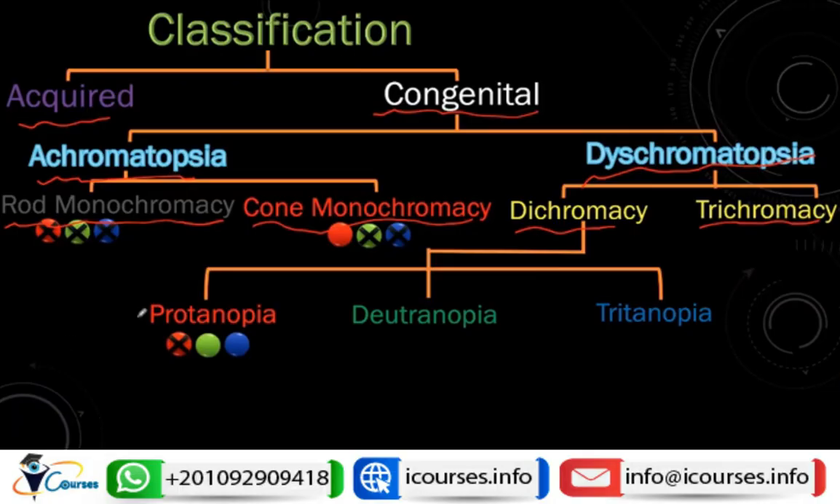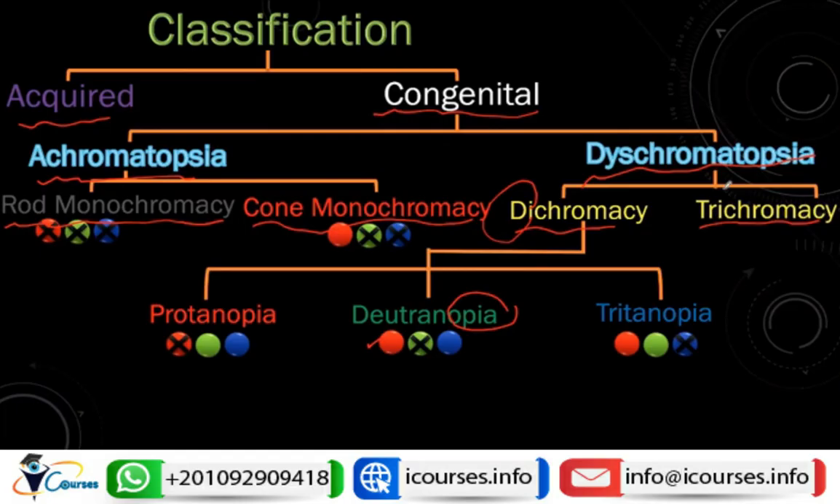Protanopia means that this patient doesn't have red cones, so he can see only the green and blue. Deuteranopia means that the patient does not have the green cones or they are not functioning at all. As we said, opia means the complete absence of function. So he can see only the red and the blue. Tritanopia, which is the most rare, is when the patient cannot see the blue, so he can see only the red and the green. That's why it's called dichromacy, because di means two, chromacy color, so he can see only two colors.